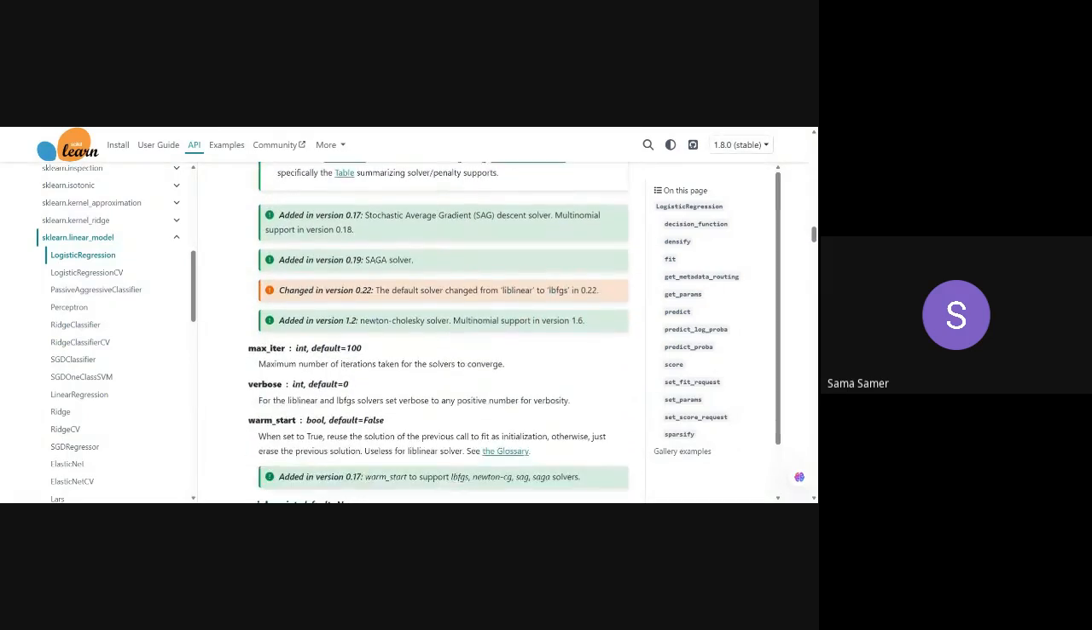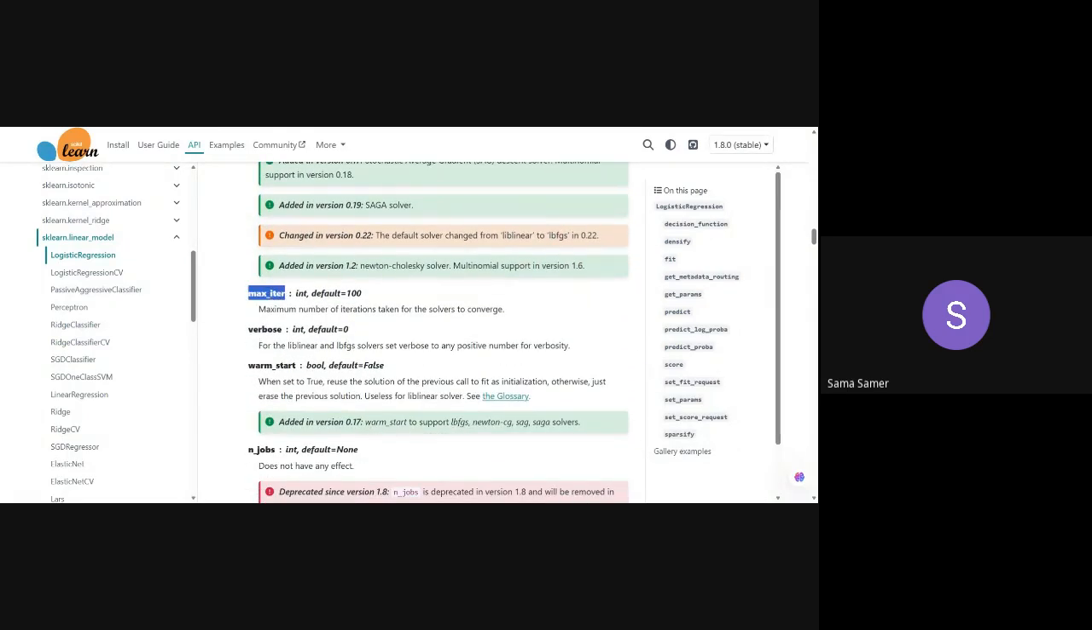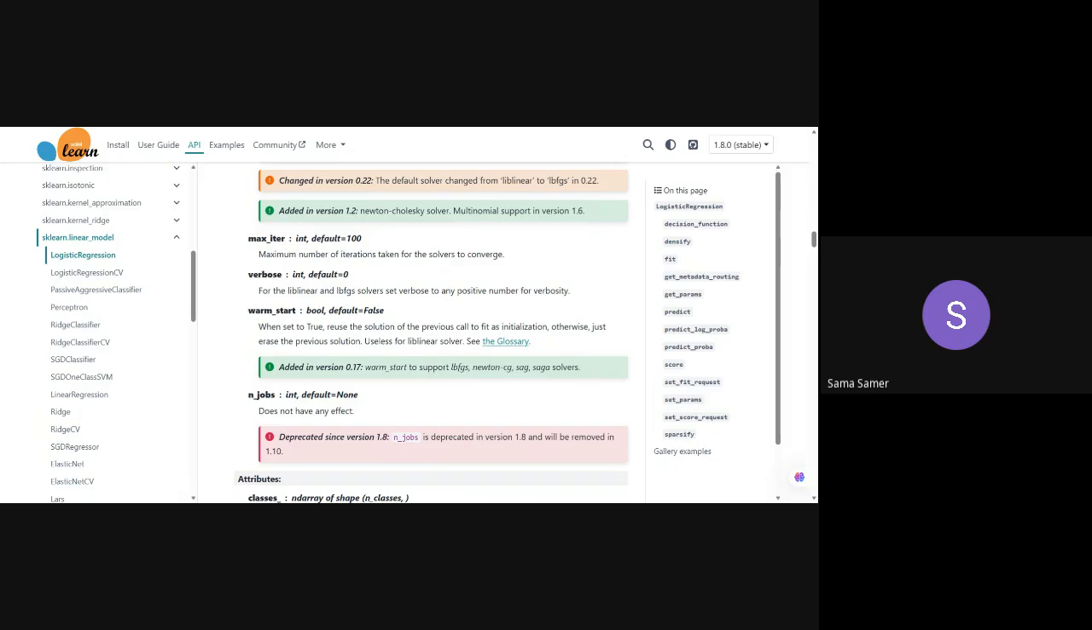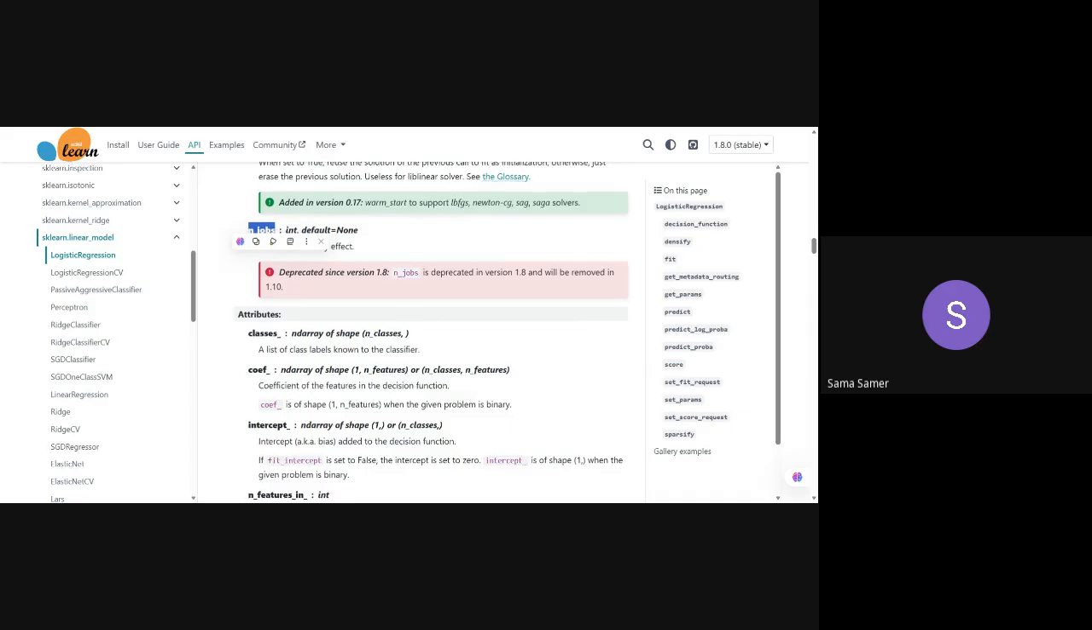And then we will have the maximum iterations. Here I can say to the model, after 100 iterations, stop. The warm start we are not using yet. The verbose we are not using yet. The n_jobs we are also not using yet. Then we will have the classes.